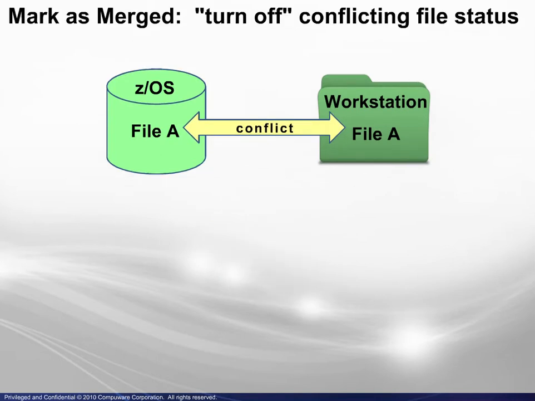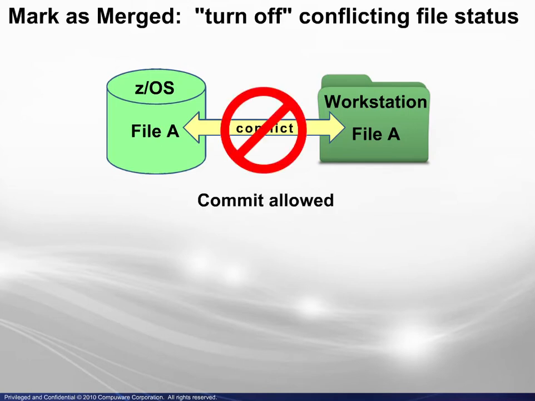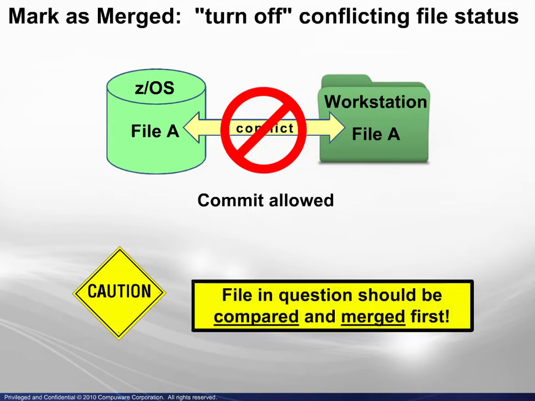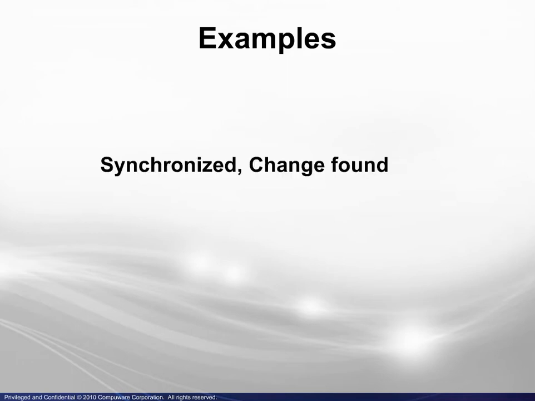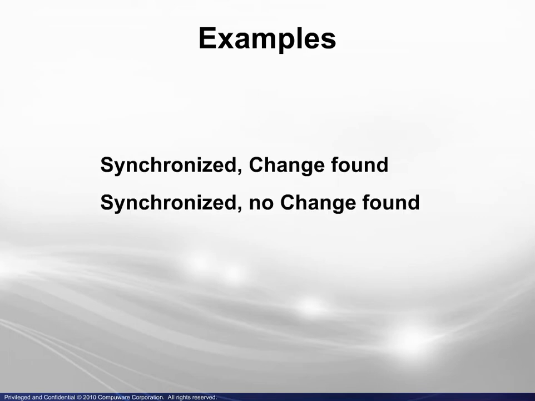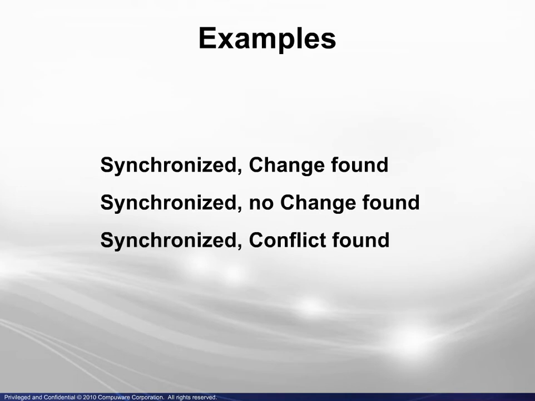To mark a file as merged simply turns off its conflicting status, allowing it to be committed. Caution: this should not be done arbitrarily. The file in question should be compared and merged first. Now we will look at some examples. The first will show synchronization where a change was found. The next will show synchronization where no change was found. And the last will show synchronization where a conflict was found.